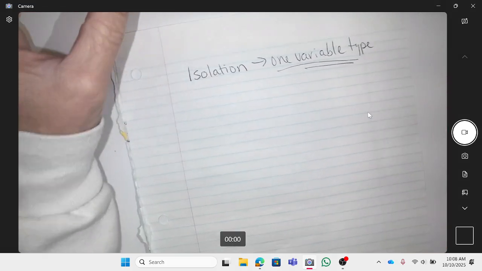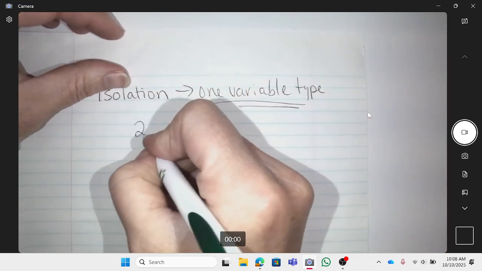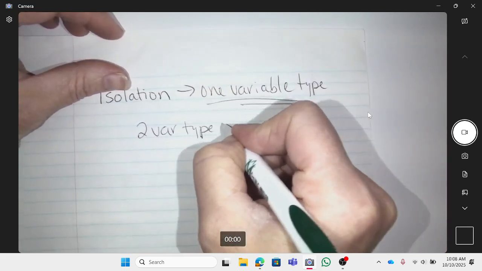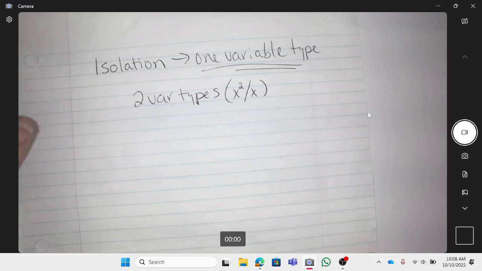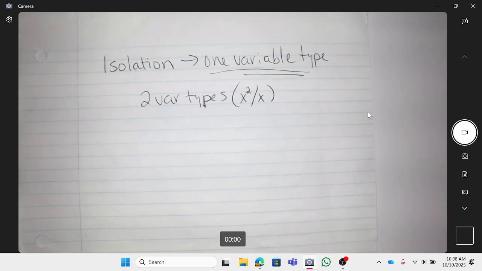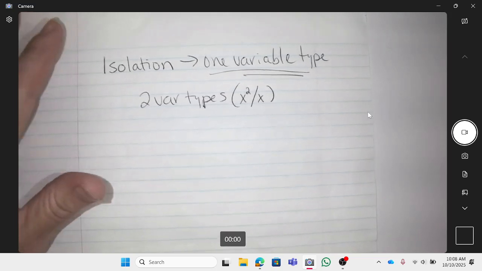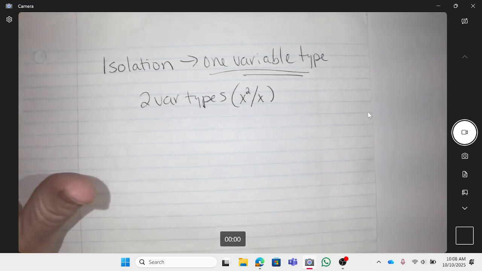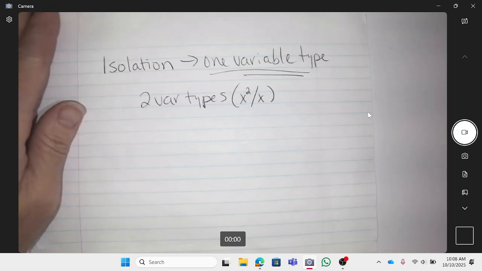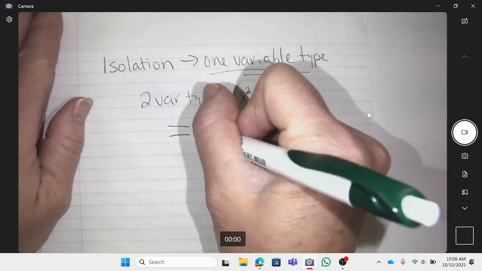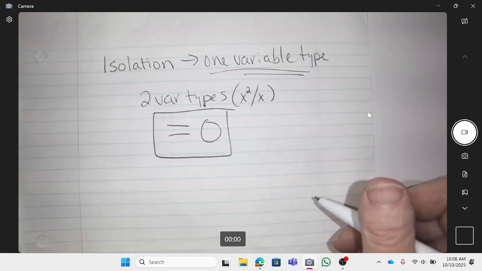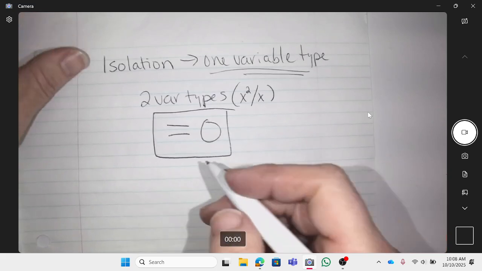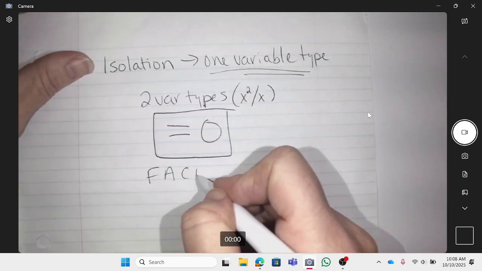Now the other thing would be, what if we have two variable types? Something like x squared and x going on in the equation. Okay, what do we do? Before we do any strategy, what does the equation need to look like specifically? First and foremost, as soon as you have two variables, equals 0. Then once we have that, we've now learned that we can do some factoring.